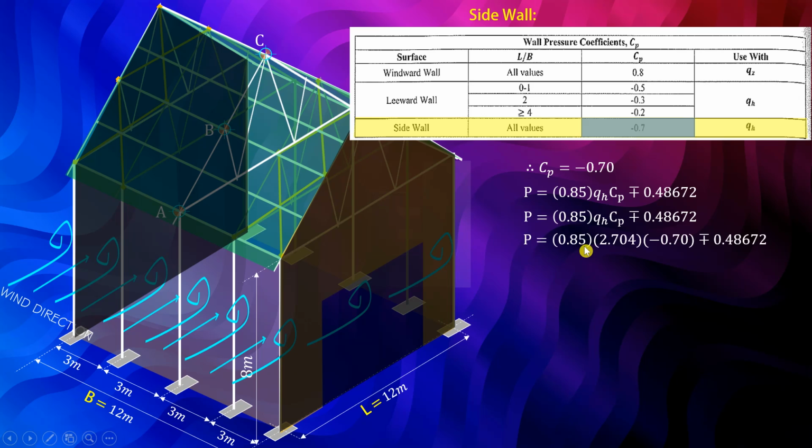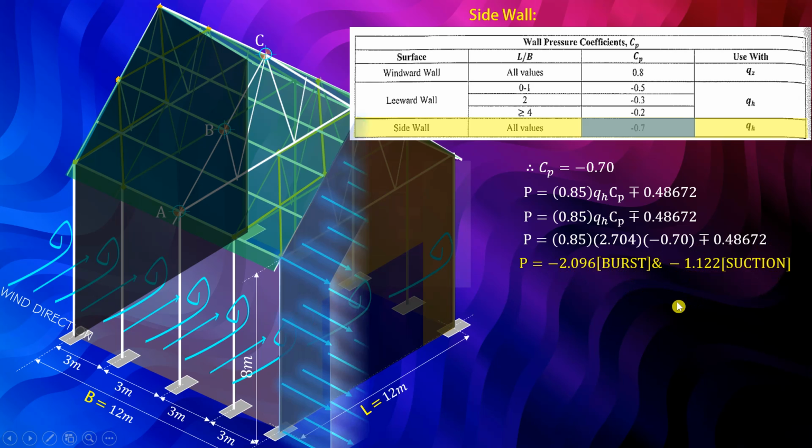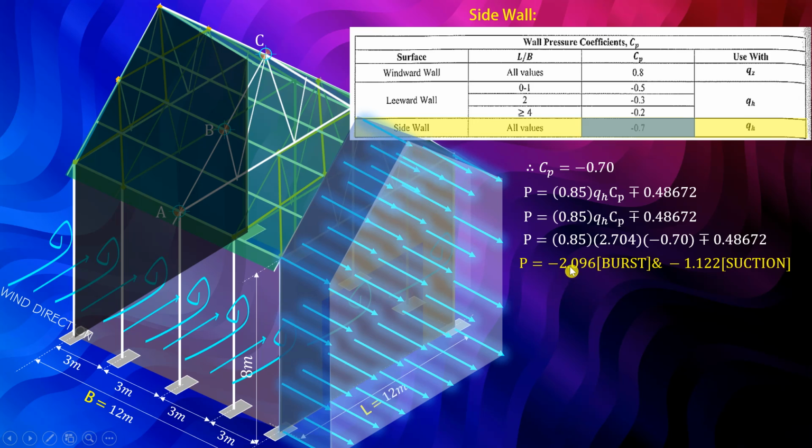So we just need to substitute the value of QH. We have 0.85, and QH we already solved earlier, 2.704. CP is negative 0.7 minus plus 0.48672. So we have negative 2.096 for the worst condition. And if we use plus, we have negative 1.122 for the suction condition. Again, the negative sign means away from the surface.